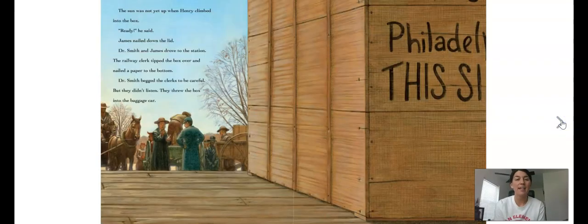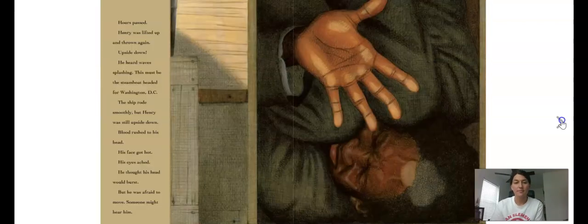The sun was not yet up when Henry climbed into the box. "Ready," he said. James nailed down the lid. Dr. Smith and James drove to the station. The railway clerk tipped the box over and nailed a paper to the bottom. Dr. Smith begged the clerks to be careful, but they didn't listen. They threw the box into the baggage car. Hours passed. Henry was lifted up and thrown again.